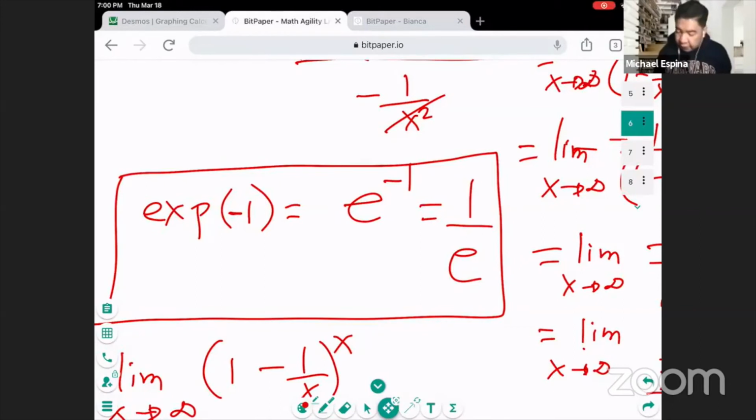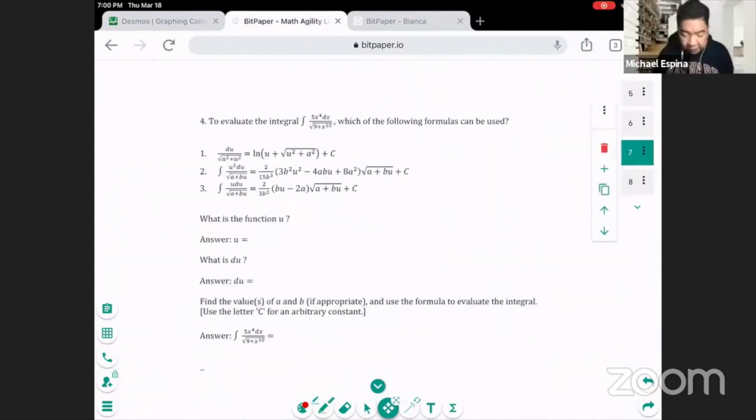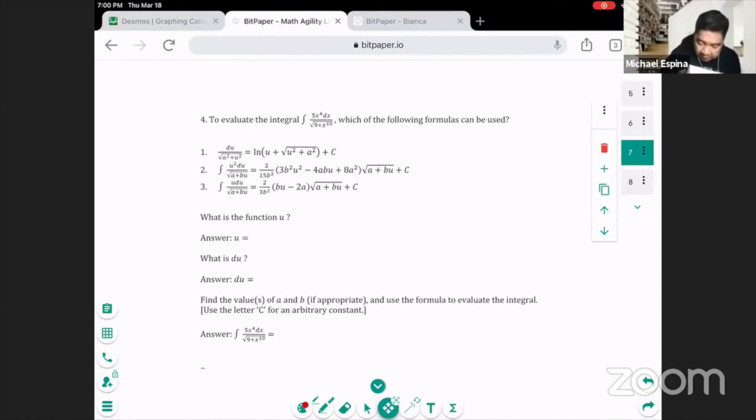Okay, let's do number 7. So what is problem number 7? Problem number 7 is from Ati. He's from college and he lives in the Bay Area. Just make it a little bit bigger.